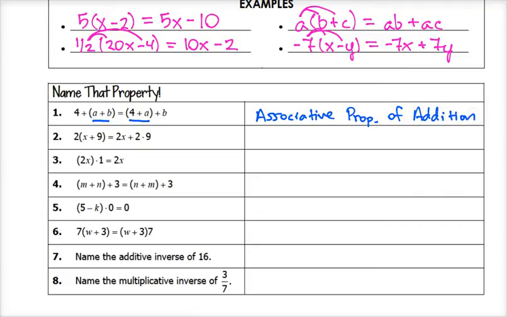Number 2, I have 2 times the quantity x plus 9, and that's equal to 2x plus 2 times 9. Well, that's the property we just talked about above. That's an example of the distributive property.